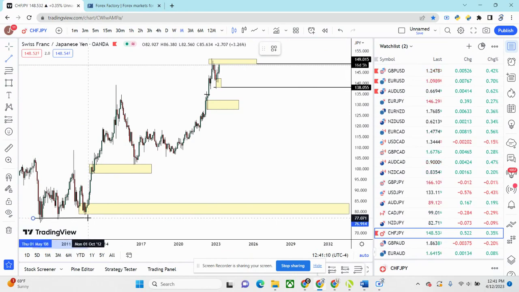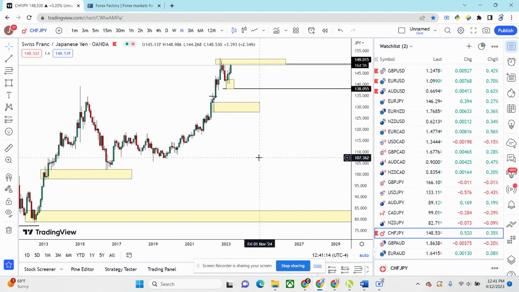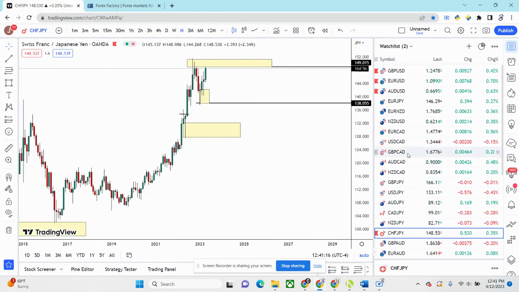But looking here, that's about all I can see on this pair right here.